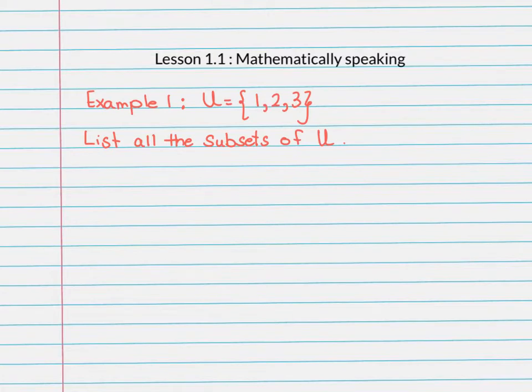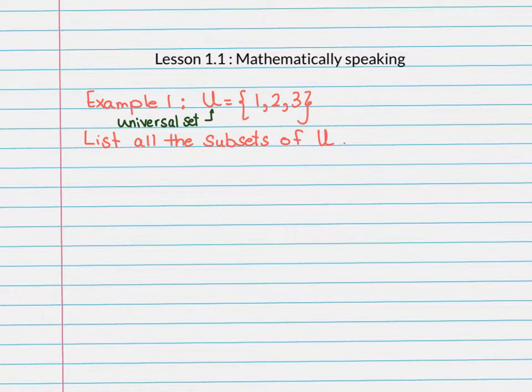Example 1, we are given a set U that has 3 elements, 1, 2, 3. Now U here is called a universal set. What do we mean by a universal set? A universal set is a set that contains other sets.